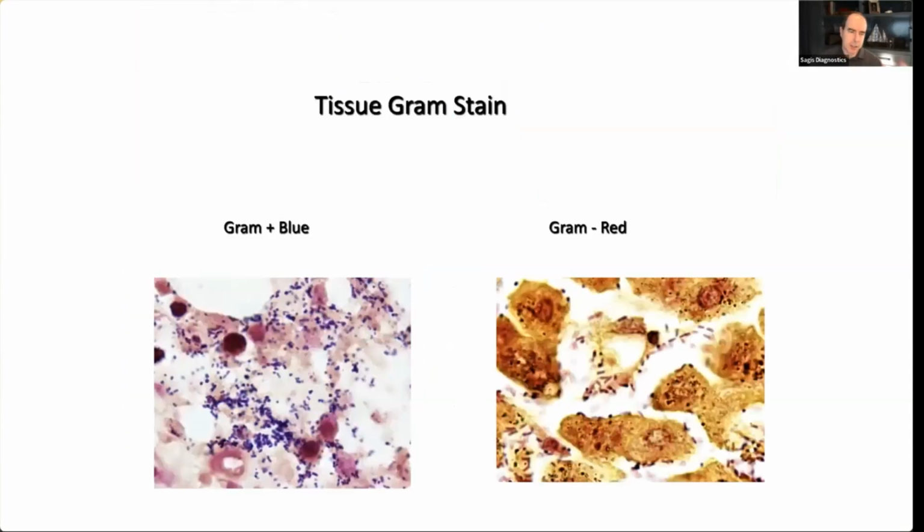Gram stain, so gram positives are bluish and gram negatives are reddish. Just to give you an example there.